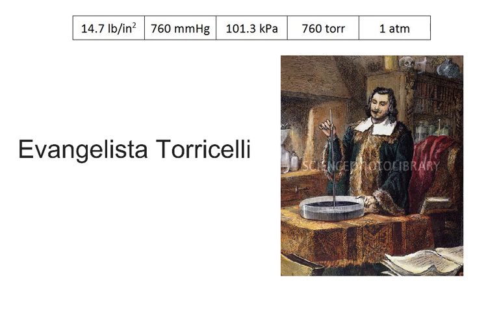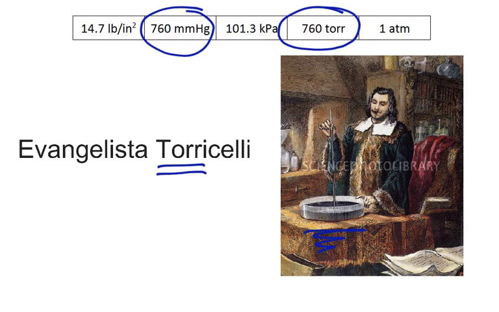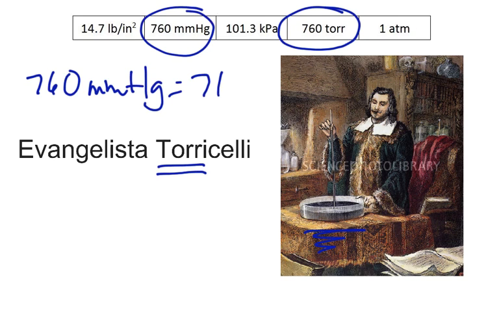Now, there was a guy named Evangelista Torricelli, and he's the one that actually worked with this idea of the barometer. And because of him, because he did so much good work there, we have the same unit here. So we say that 760 millimeters of mercury, we call that 760 torr. So whenever you see a torr as a measurement, that's really millimeters of mercury.